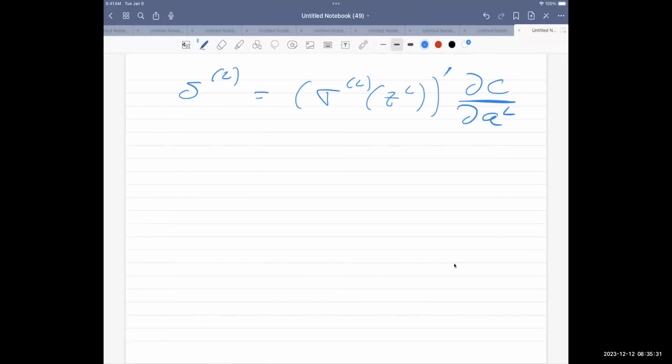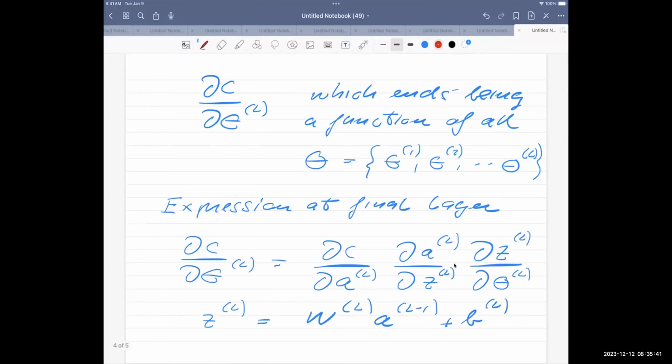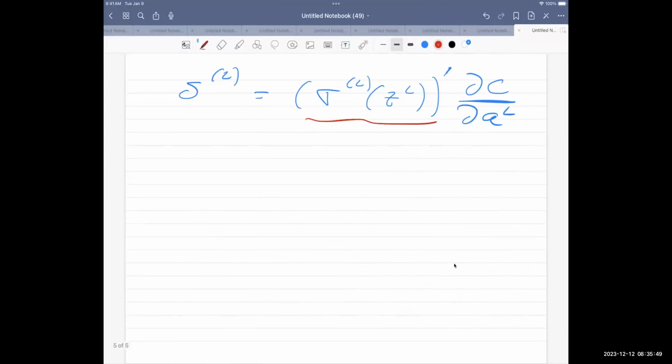And this function which you see here is nothing but the derivative. If we go back to the equations which we had here, this is nothing but this derivative which you see here. So if we go back again, this is now the same as dC over dA of L.